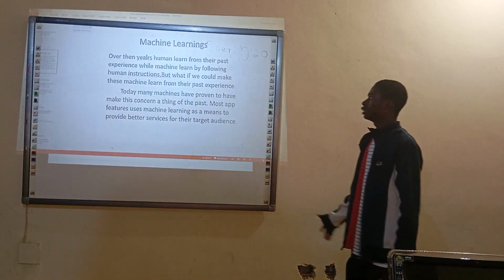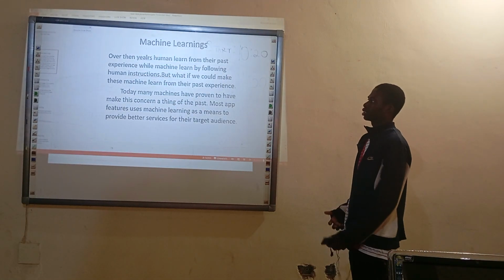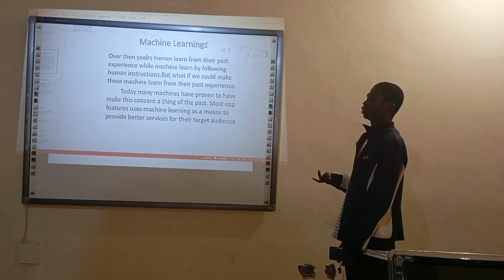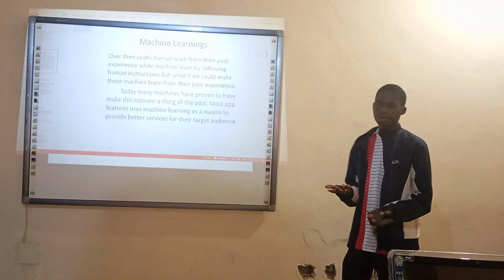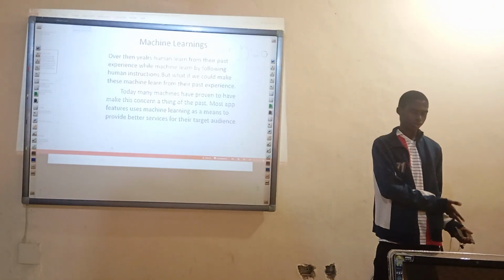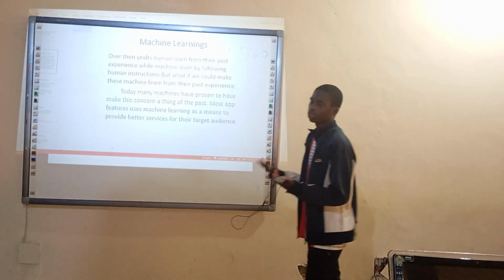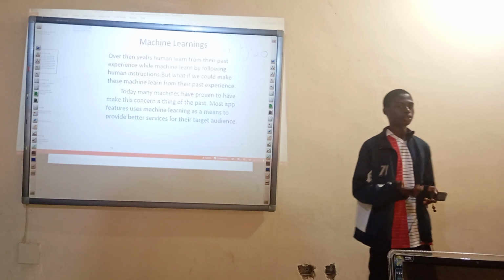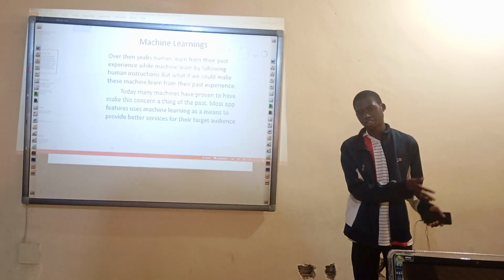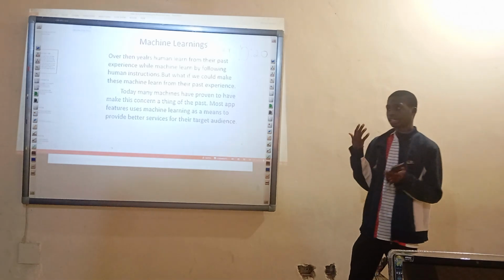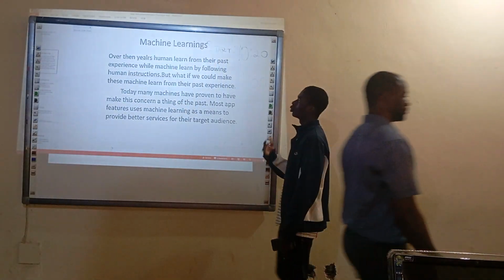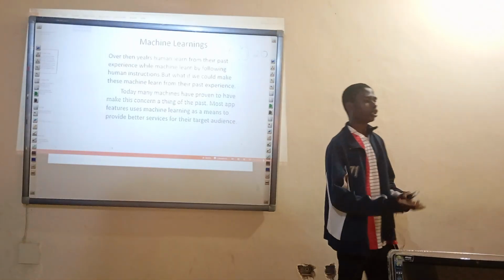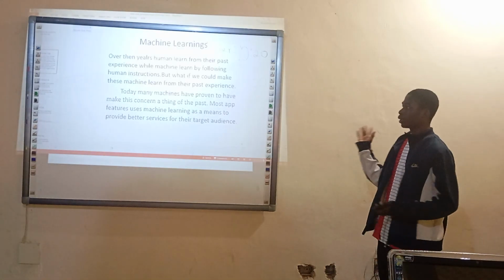Machine learning: over the years, humans learn from their past experience, while machines learn by following human instructions. Just like if I made a mistake yesterday, whatever action or decision I'm going to take is going to be based on my past experience, or the knowledge I have concerning that particular thing. So humans learn from their past experience generally. But machines obey human instructions because they were built by humans.